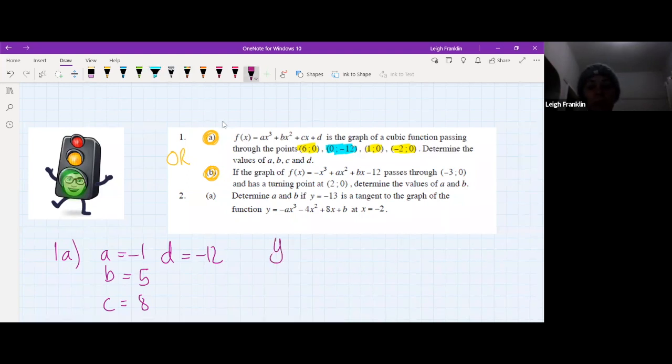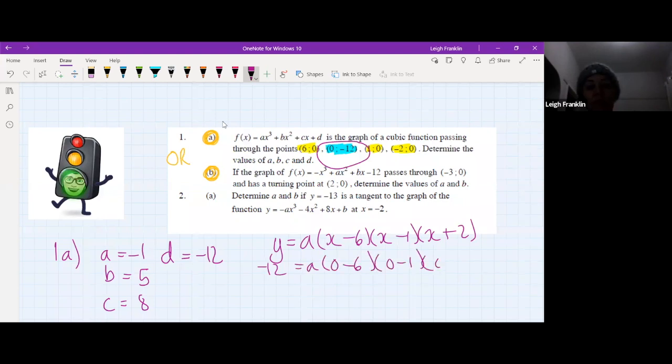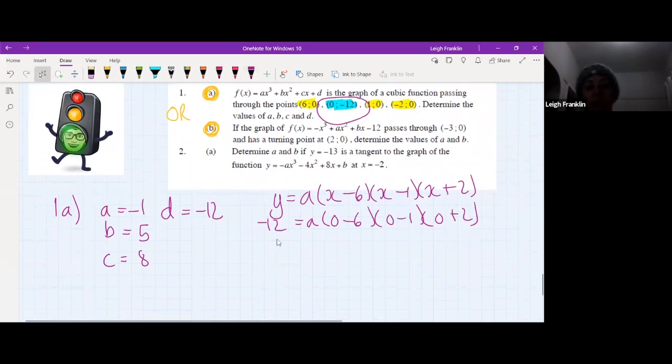So you are writing y equals a, x minus 6, x minus 1, x plus 2. And then you're going to sub in this point. The negative 12 goes here. 0 goes there, 0 goes there, 0 goes there. All right, so you're now going to end up with -6 times -1 times +2 is going to give you +12. And if it's equal to -12a, then that's why I said a was equal to -1.